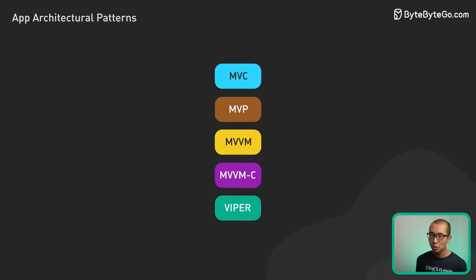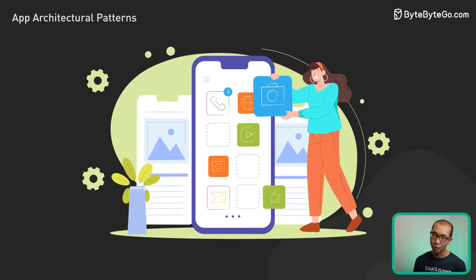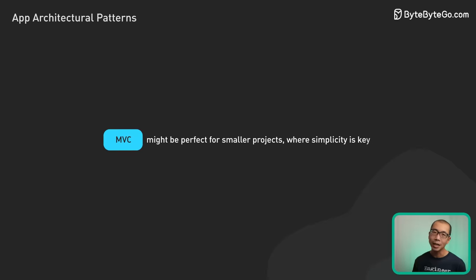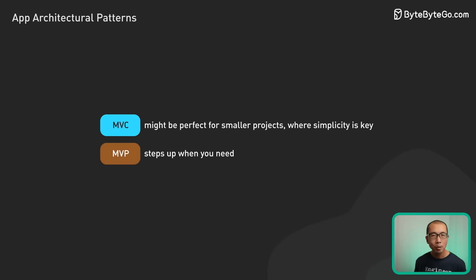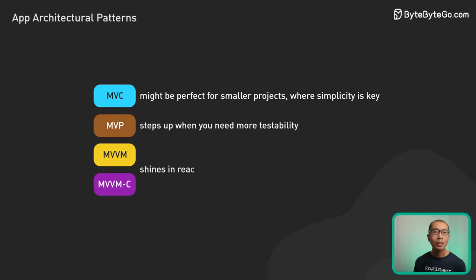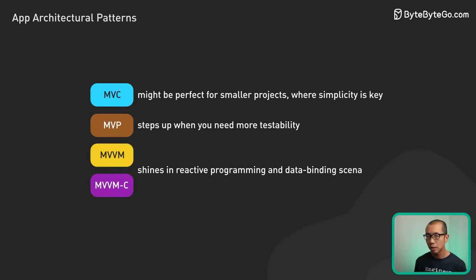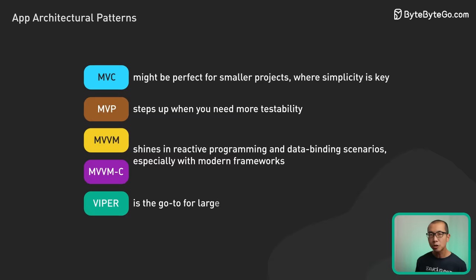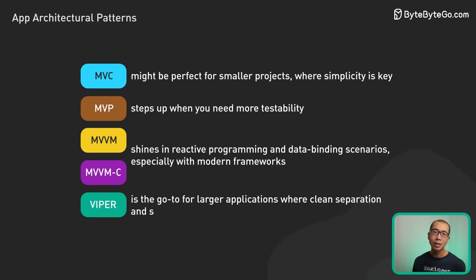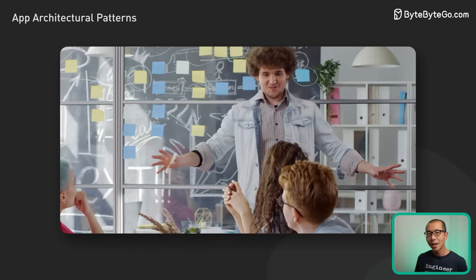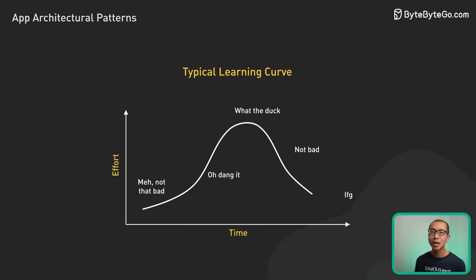So which pattern should you choose? It depends on the size and complexity of your app. MVC might be perfect for smaller projects where simplicity is key. MVP steps up when you need more testability. MVVM or MVVMC shines in reactive programming and data binding scenarios, especially with modern frameworks. VIPER is the go-to for larger applications where clean separation and scalability are critical. The choice also depends on your team's expertise and the specific challenges of your project. Each pattern has its learning curve and implication on your code base.